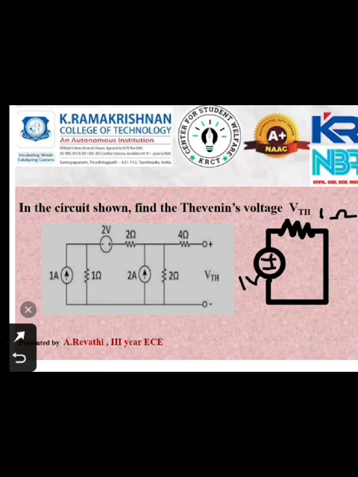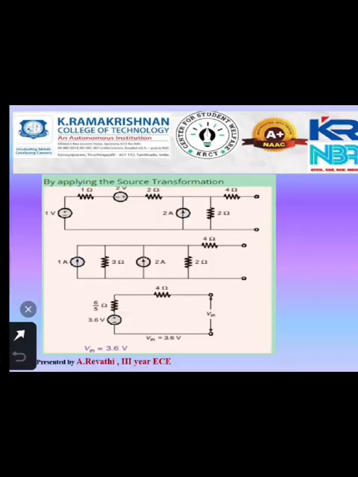Here we are using the formula Ohm's law, V is equal to I into R. By replacing this current source with a voltage source, the Norton's equivalent circuit is converted into a Thevenin's equivalent circuit. Here I is 1 ampere and R is 1 ohm and hence 1 into 1 becomes 1 volt and the resistance remains the same. Here we are going to replace this Norton circuit with this Thevenin circuit. After replacement, the circuit looks like this.